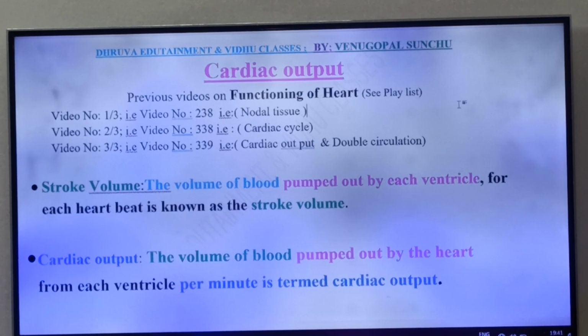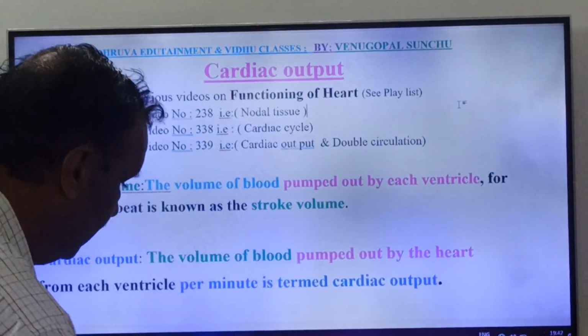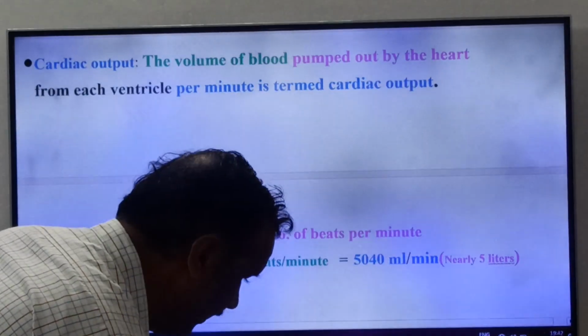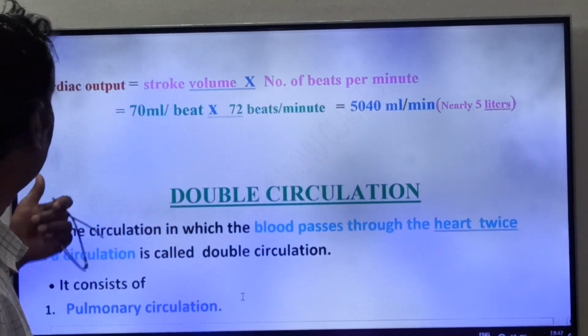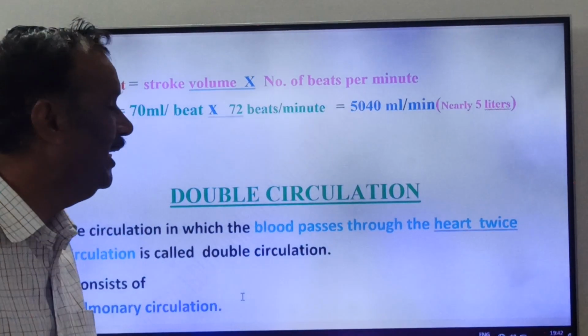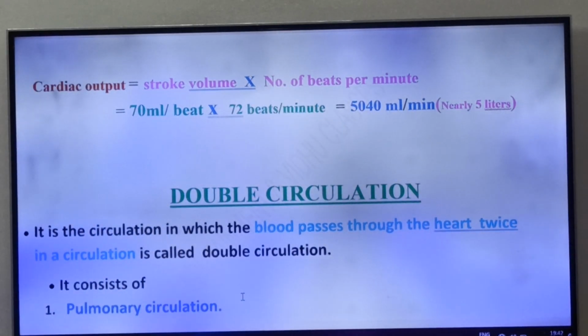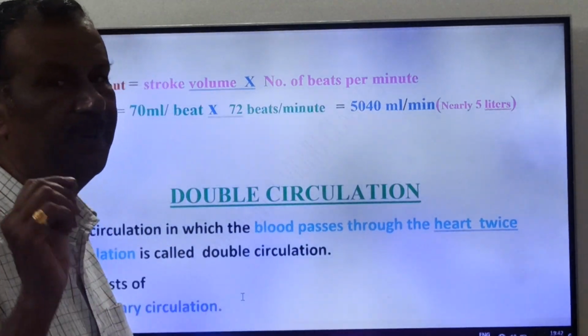Once again, friends, what is cardiac output? It is also called heart output. The volume of blood pumped out by the heart from each ventricle per minute is termed as cardiac output. Here there is an equation, friends. Cardiac output is equal to stroke volume into number of beats per minute.